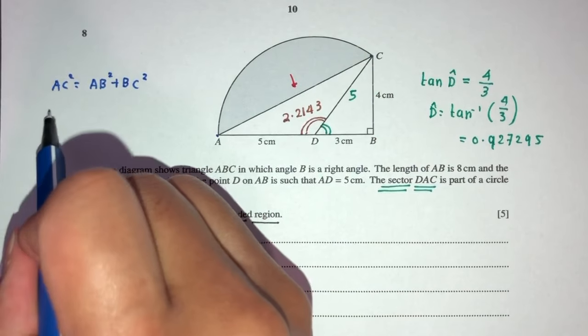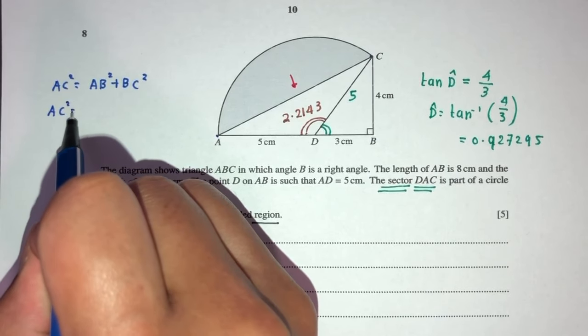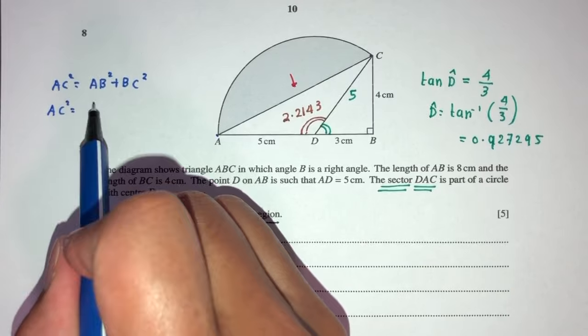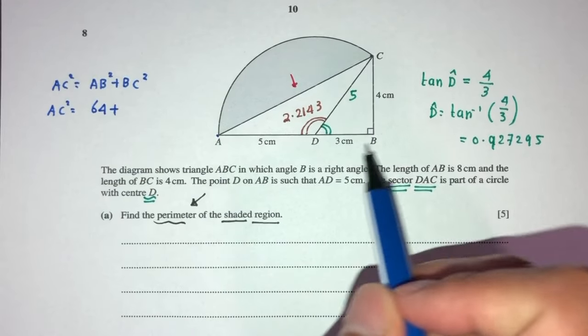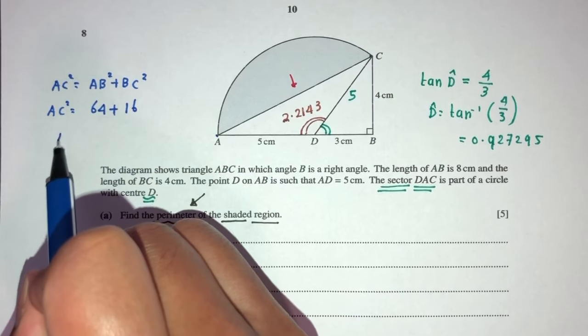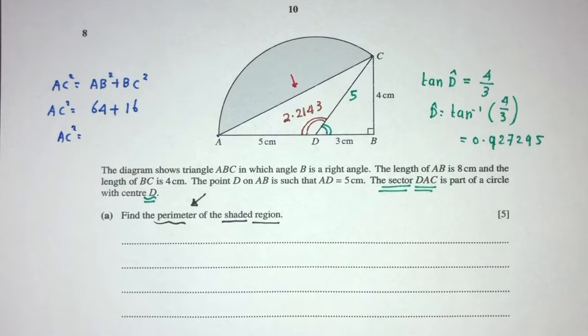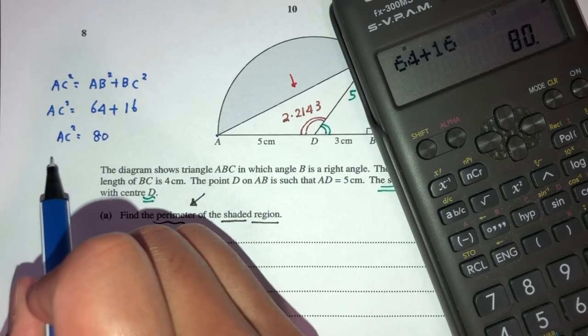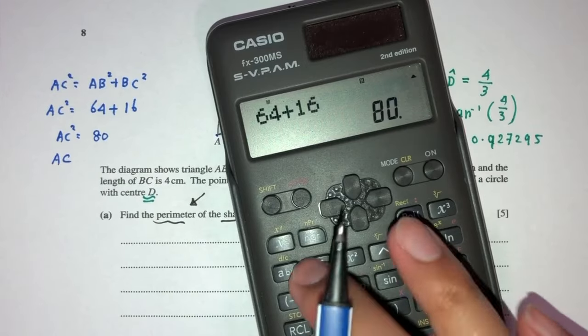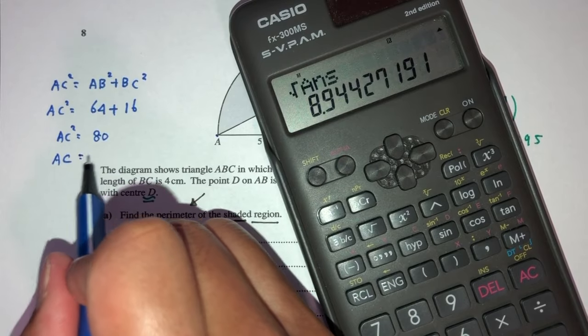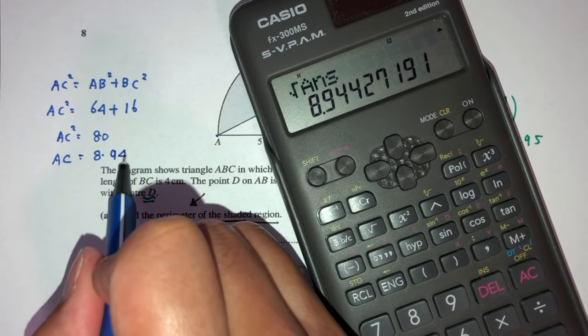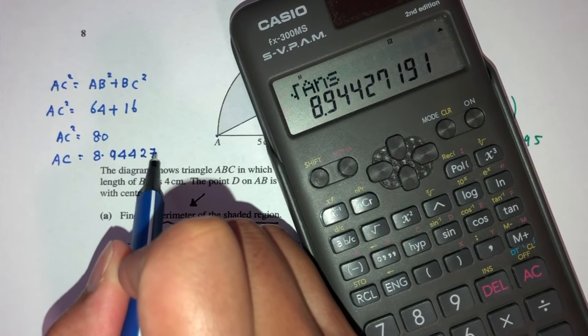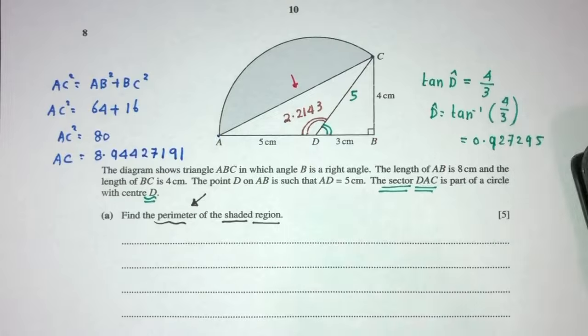So AC square we don't know, right? So let's write this down. AB square is 64 plus BC square is 16. So AC square is what? That should be 80. So AC should be root of 80. That'll become 8.94427191. Well, for now, right?